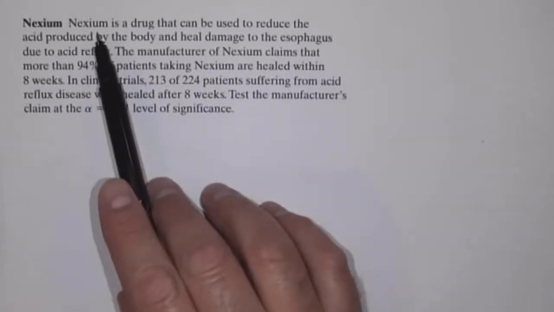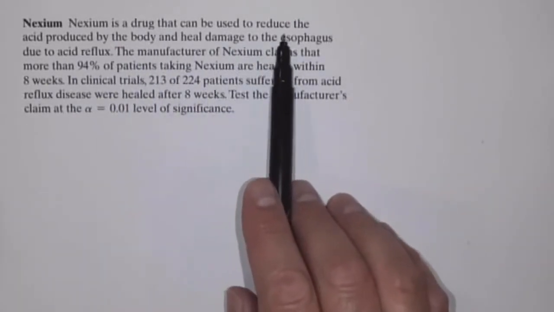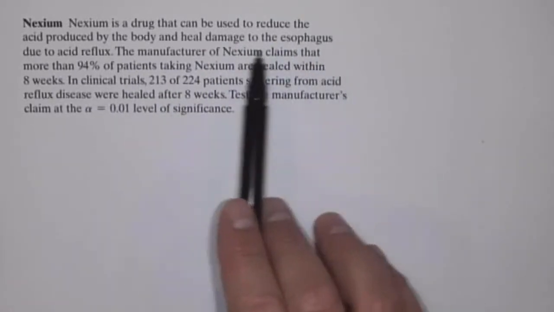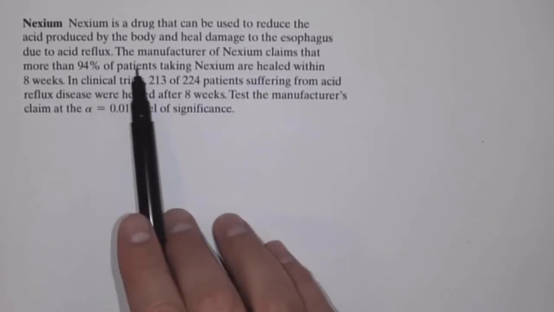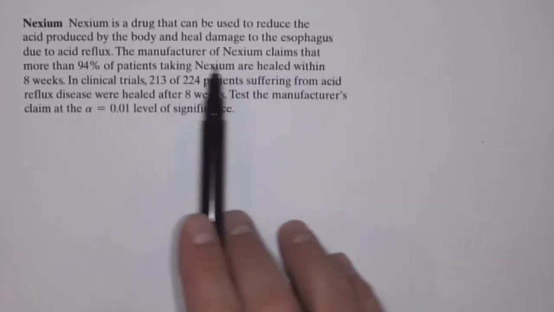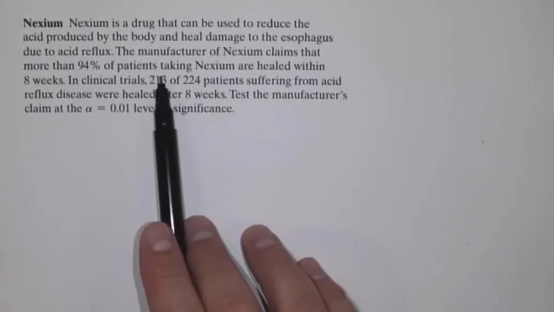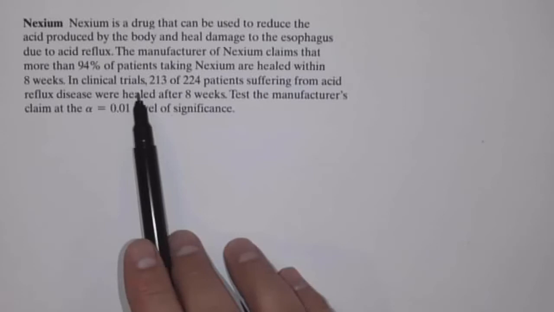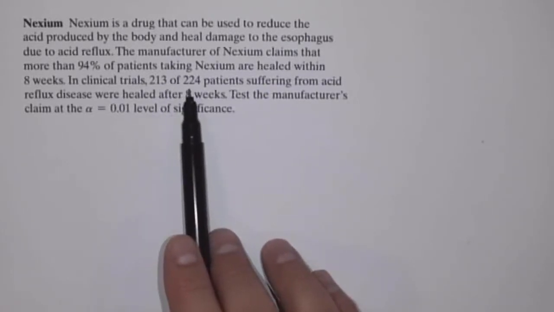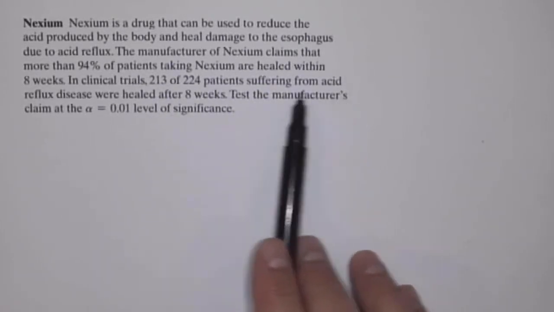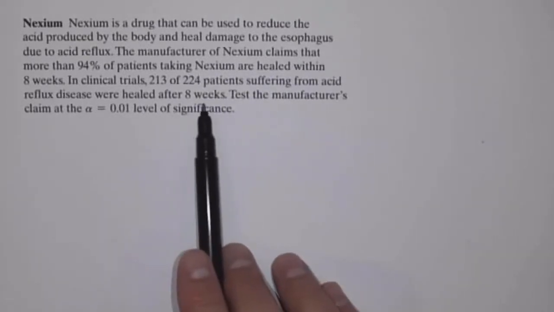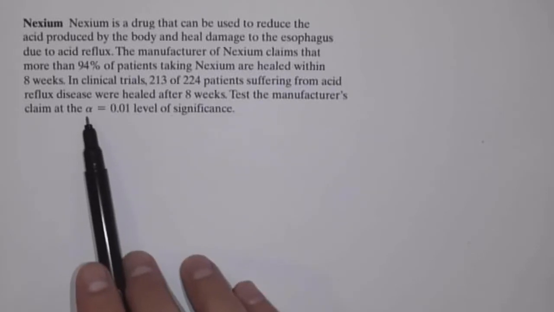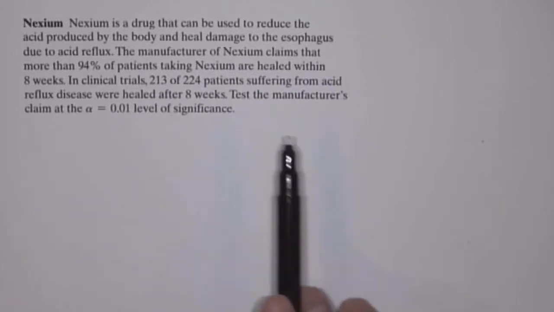So Nexium. Nexium is a drug that can be used to reduce the acid produced by the body and heal damage to the esophagus due to acid reflux. The manufacturer of Nexium claims that more than 94% of patients taking Nexium are healed within 8 weeks. In clinical trials, 213 of 224 patients suffering from acid reflux disease were healed after 8 weeks. Test the manufacturer's claim at the alpha equals 0.01 level of significance.